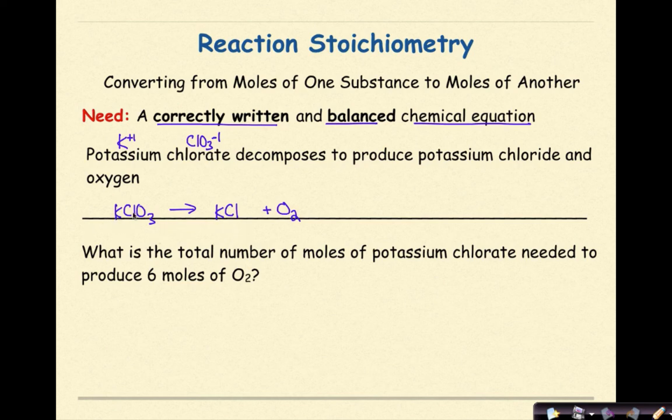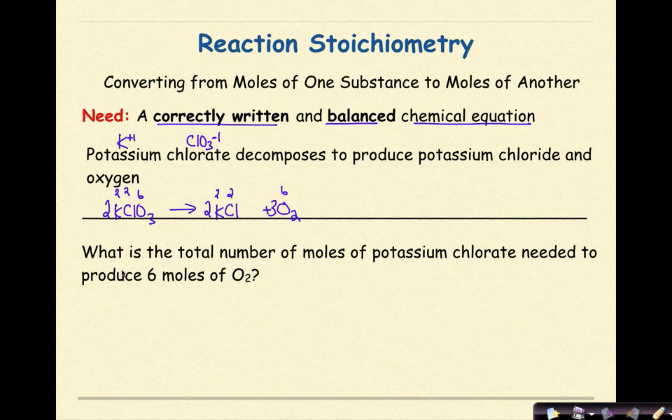1 K, 1 K, 1 Cl, 1 Cl. 3 oxygens, 2 oxygens. The lowest number that both of these will divide into is 6. So I'm going to put a 3 here. I'm going to put a 2 here. So 2 times 3, that gives me 6 oxygens here. 3 times 2, 6 oxygens here. But now I have 2 Ks. So I need a 2 in front of here, 2 Ks. And that 2 will distribute through. So I'll have 2 chlorines, 2 chlorines, and my equation is balanced. Awesome. Now I can move on to what I really need to do.